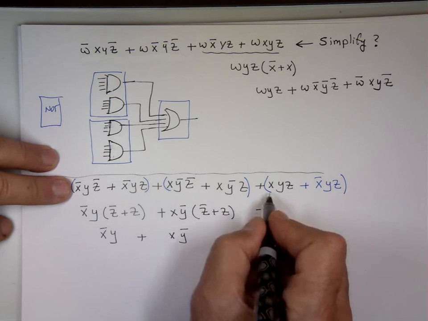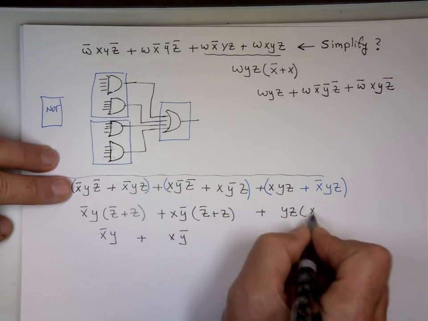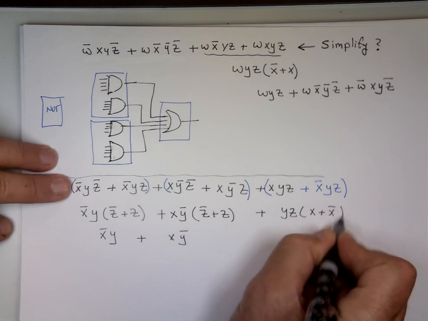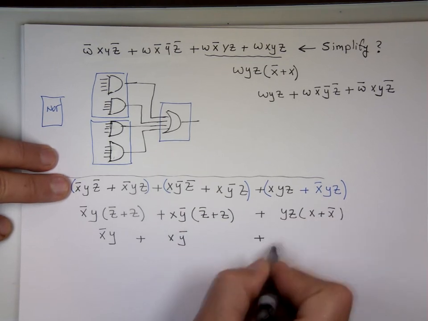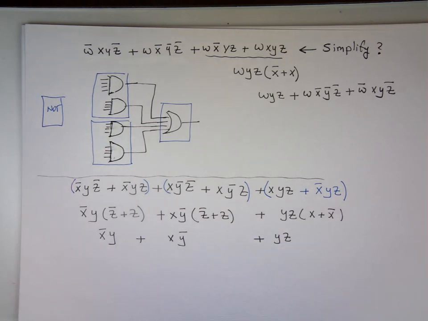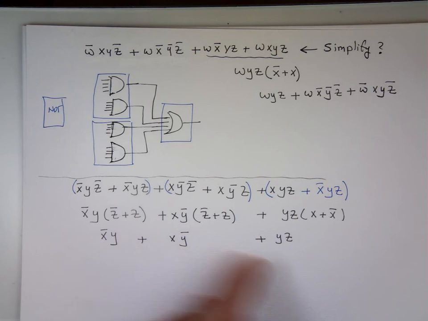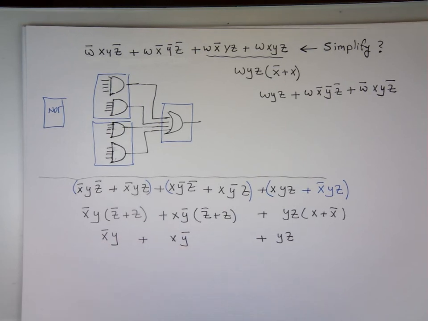YZ times x plus x bar. What's x plus x bar? 1. And that's my answer. This will fit on one chip because there's 3 2-input AND gates. Before, I had one chip, 2 chips and an OR chip.